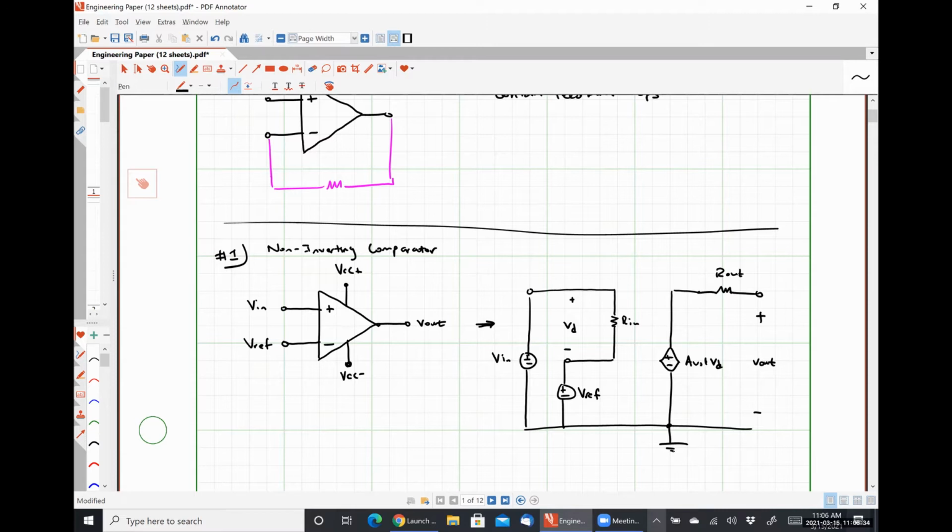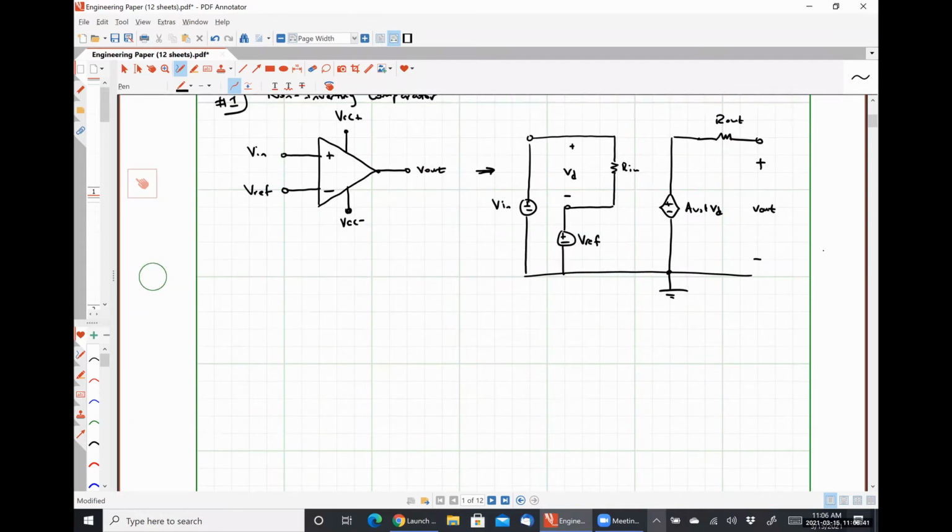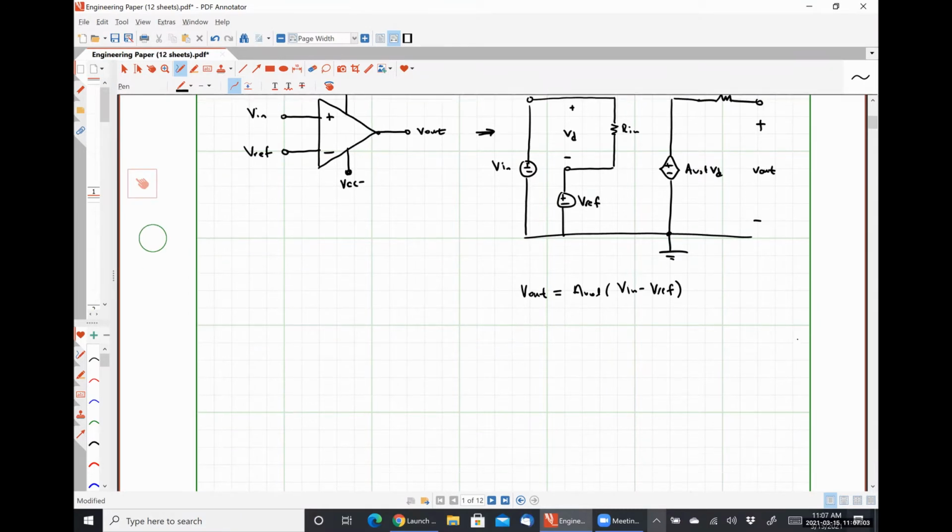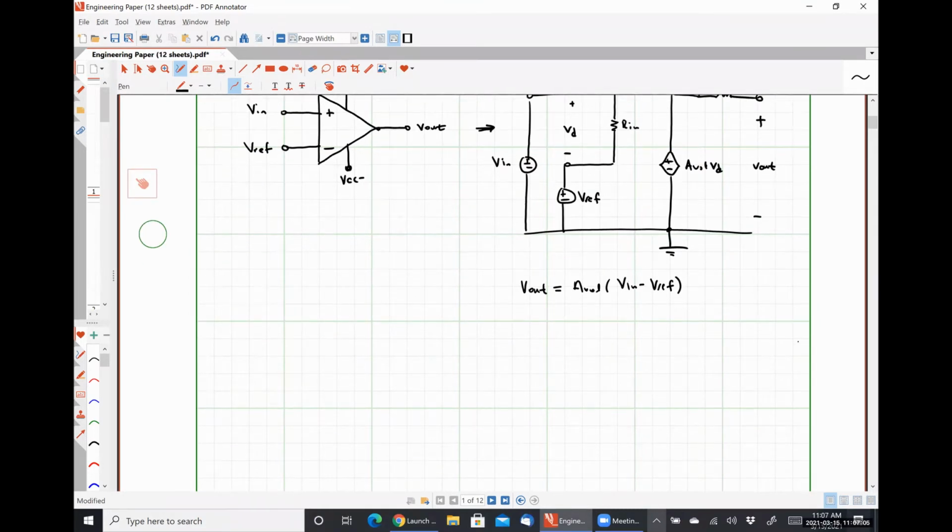Okay. So let me write that down real quick. Vout nominally is going to be AVOL times Vin minus Vref. So let's look at something pretty simple, okay?